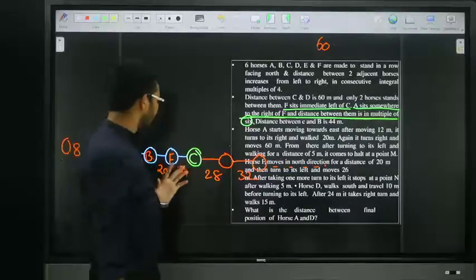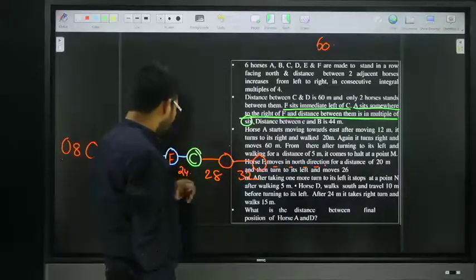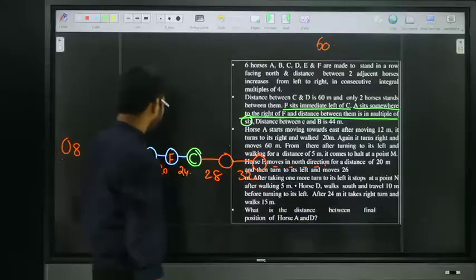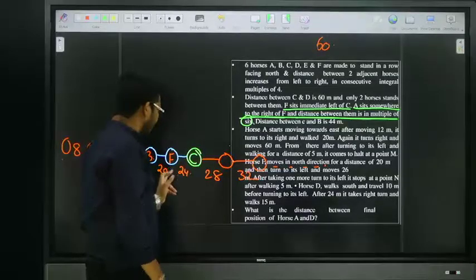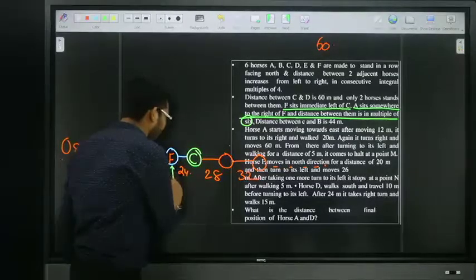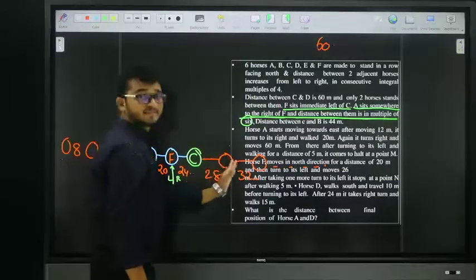A sits somewhere right of F. Friends, if I take A sitting somewhere right of F, they are facing north, meaning F is facing north. See here, this one is the left hand and this one is the right hand. Then the right side means this one.